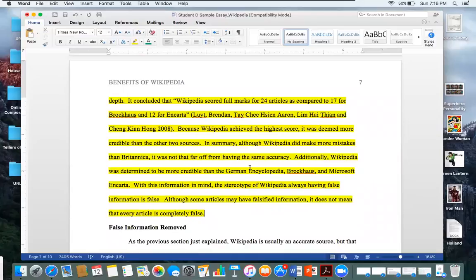Then the student gives us a little wrap-up of these different studies and what they mean. And finally, the student gives us their own analysis. With this information in mind, the stereotype of Wikipedia always having false information is in fact false itself. And just because some information could be falsified doesn't mean that all of it is. So that's really that student's conclusion. You can see the shift maybe in the voice from providing this information about these other sources versus the student's conclusion.